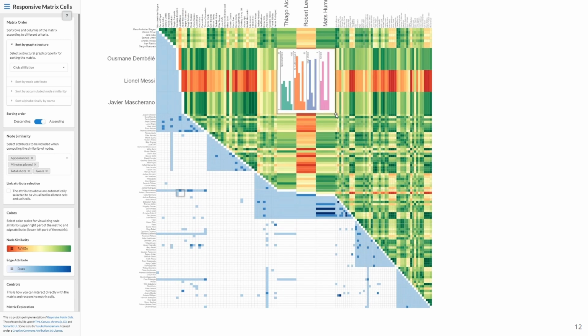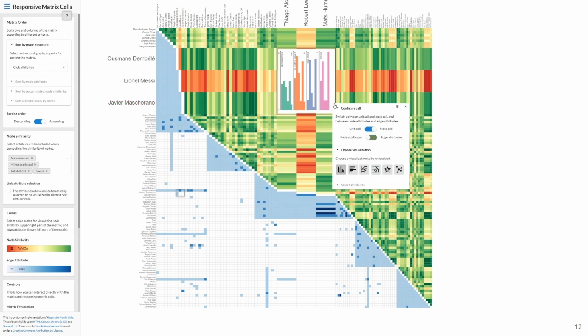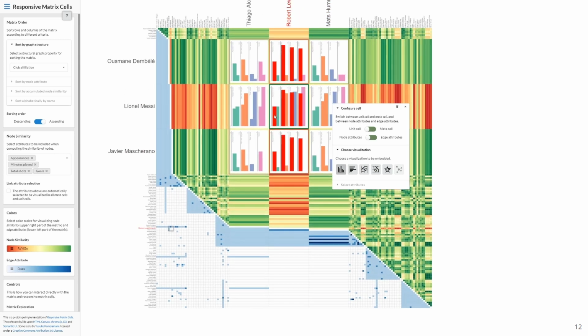Scaling up the responsive matrix cell adds axis labels to the chart. Via a quick axis menu, we can also change the visualization to get a different perspective, for example to a parallel coordinates plot. However, for now we want to specifically compare Messi and Lewandowski and switch to a unit cell setup. In the central unit cell, we can see that Lewandowski and Messi have the exact same number of appearances and roughly the same shot-to-goal ratio, although Lewandowski has played more minutes.